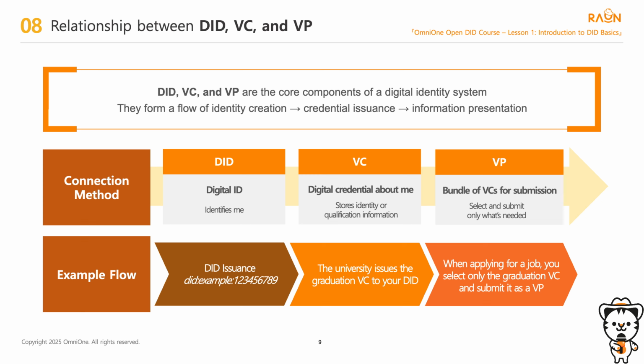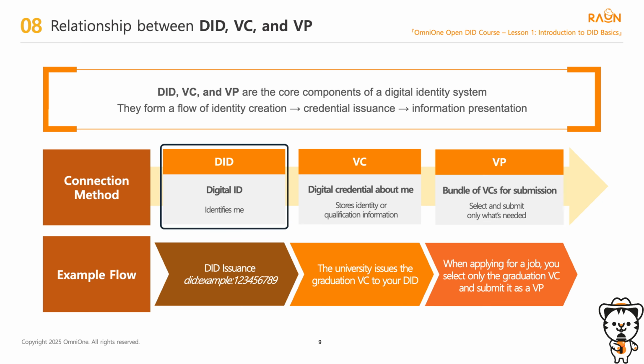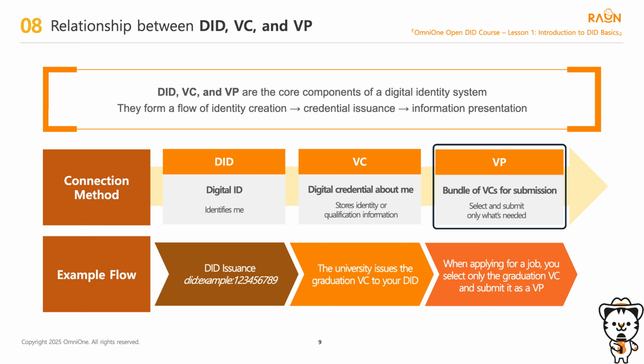Now, let's review how DID, VC, and VP are related. These three are the core components of a digital identity system. They work together to create, issue, and present identity information. To break it down, a DID identifies who you are. A VC is a certificate about you. And a VP is a selected bundle of VCs submitted for verification.